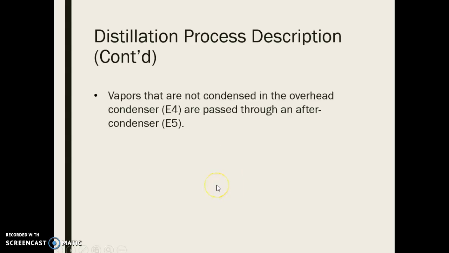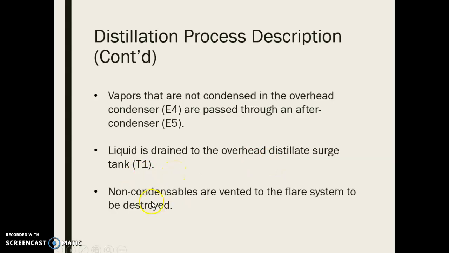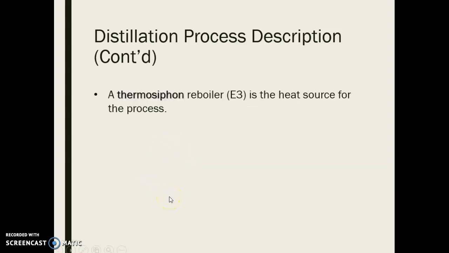Vapors that are not condensed in the overhead condenser E1, if they're not fully condensed in E1, are passed through another condenser E5. Liquid is drained to the overhead distillate surge tank T1. And non-condensables are vented to the flare system to be destroyed. So these are just those gases that no matter what temperature you're cooling at in E4 or E5, they will not become a liquid. So they just get flared out.